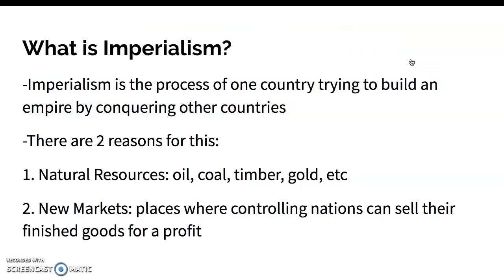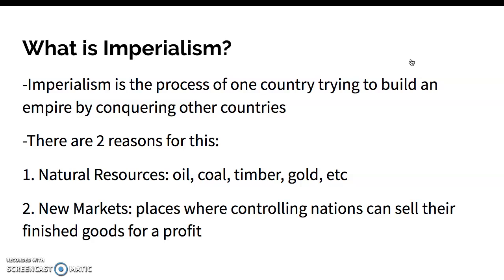So what is imperialism? Imperialism, in its most blunt form, is the process of one country trying to build an empire by conquering other countries. I always think of the evil empire in Star Wars. That's just where my brain goes. It even sounds like imperialism, empire, Imperials. All of it is related. All of it goes together.